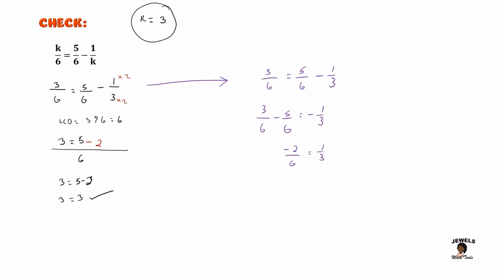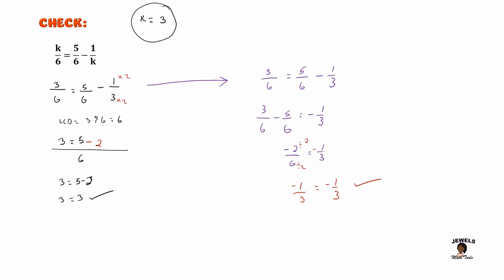And in looking at these two fractions, we know that we have an equivalent fraction in play here. And what I'm going to do is divide this by 2, and I will divide my denominator as well by 2. And -2 divided by 2 will equal -1. And 6 divided by 2 will be equal to 3. And we see that we have -1/3 for both sides of the equation.